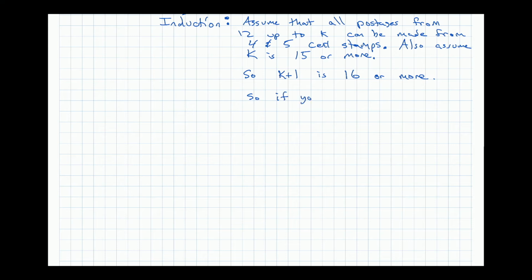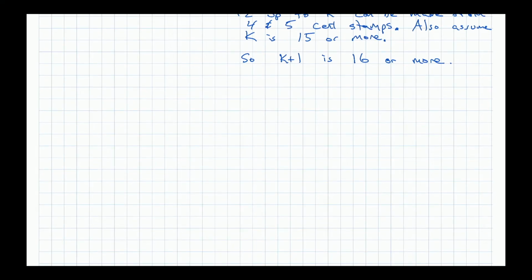So if you add... actually, let me say this differently. This isn't the way you would think about it. It's kind of working backwards, but this is the way I want to write it. So k plus 1 is 16 or more. Now, remember that the smallest stamp is 4. And I'm just writing this off to the side to remind you that this is why I'm going to do what I'm about to do. So k plus 1 is 16 or more.